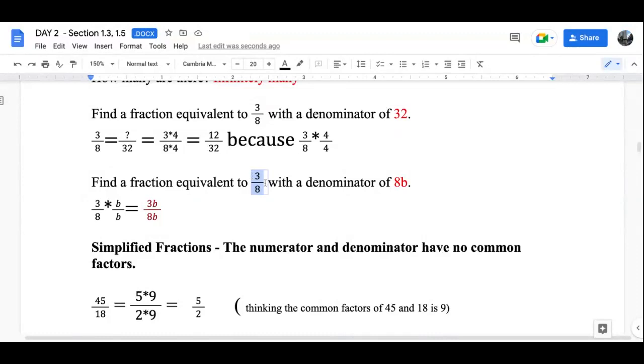Well, let's see this one. This one, we want to make the denominator to be AB, right? To AB. So from A to AB, we have to multiply by B. So we multiply B over B. So we get 3B over AB.